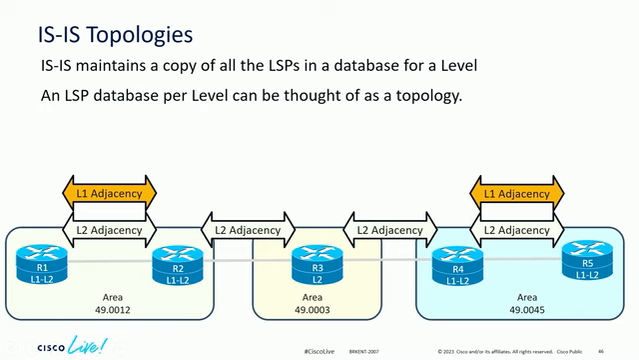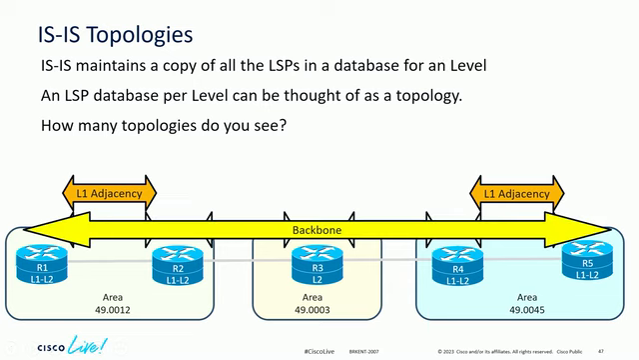All right, so there are actually 3 topologies within this diagram. Let me break down what that looks like. The backbone is a single topology. Then we have another topology over in area 49012, and another topology over there. That's how we get our 3 topologies.